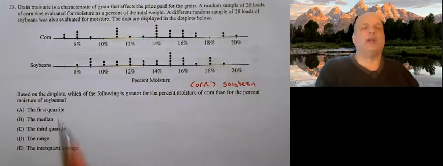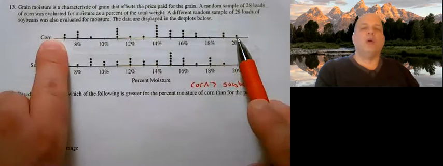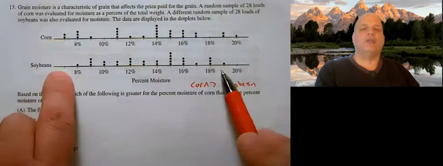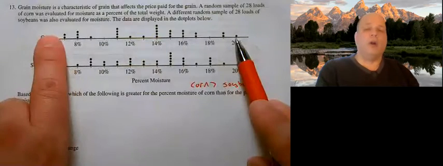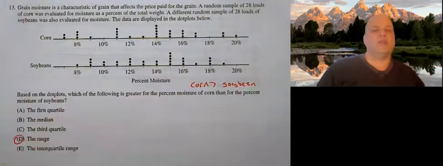But I am going to come back and address the other points. Well, I look at this and I go, you know what? Corn is more spread out than soybean. So corn is going to have a larger range. So my answer choice is D. Corn has a larger range.